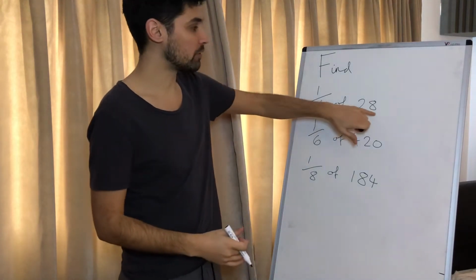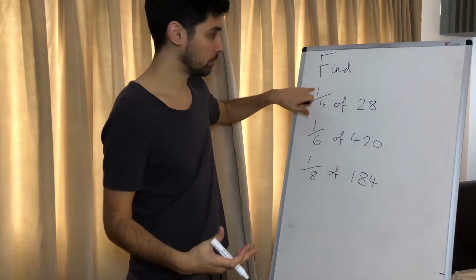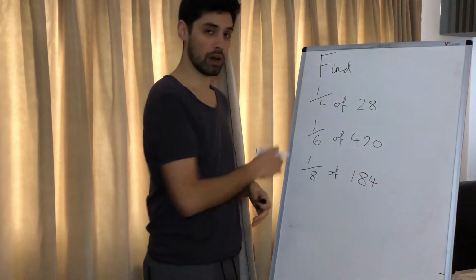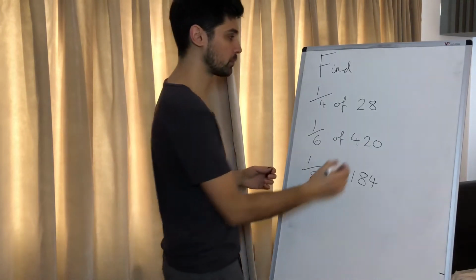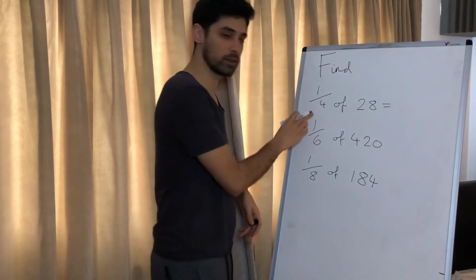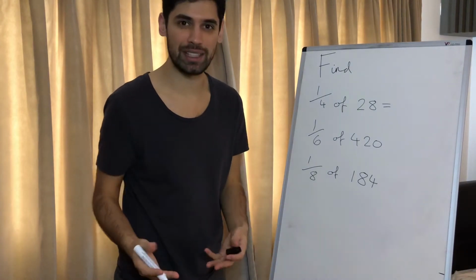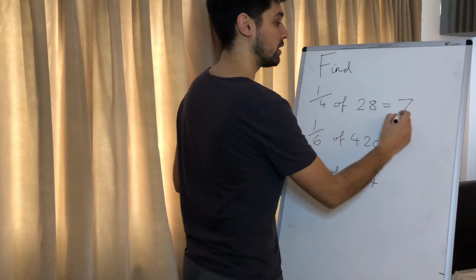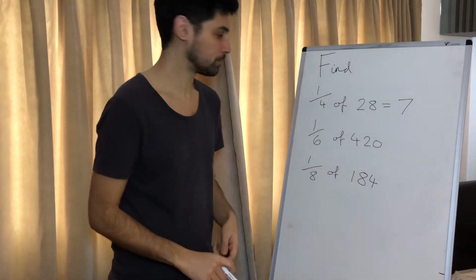So we're going to divide 28 by the bottom of the fraction and then times it by the top. So we should be solid with our times tables by this point. So 28 divided by 4, how many times does 4 go into 28? That should be 7 times. And because it's 1 quarter there, we're timesing by 1, which we kind of don't even need to do. It just stays the same. So 1 quarter of 28 is just 7. So remember, finding fractions of something is basically your times tables.